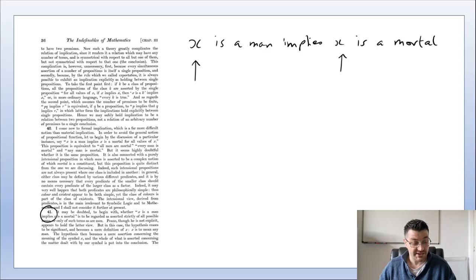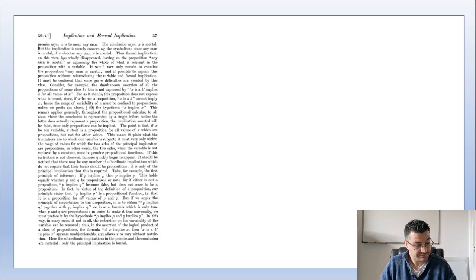Thus, formal implication on this view has wholly disappeared, leaving us with the proposition any man is mortal, as expressing the whole of what is relevant in the proposition with a variable. It would now only remain to examine the proposition any man is mortal, and if possible to explain this proposition without reintroducing the variable and formal implication.